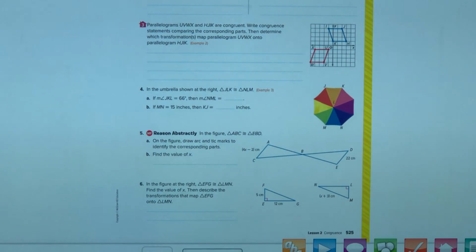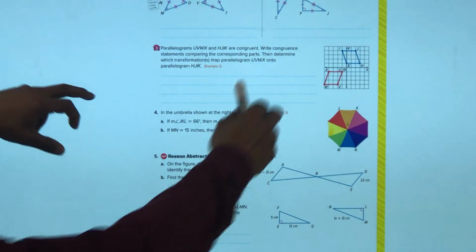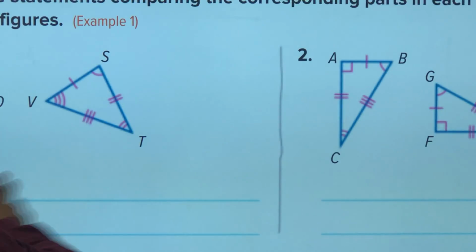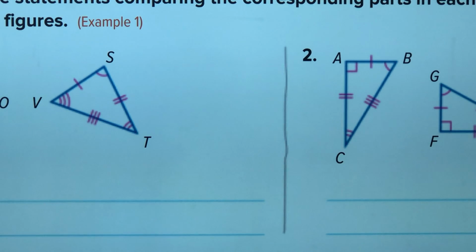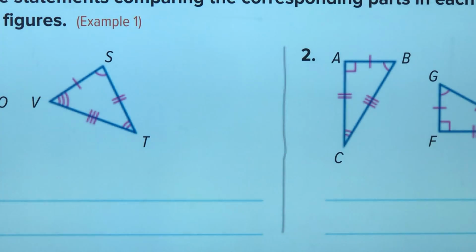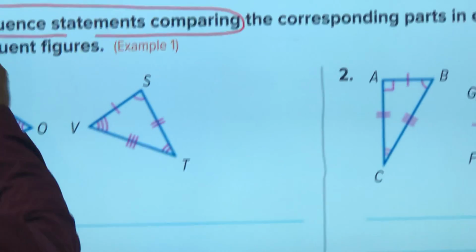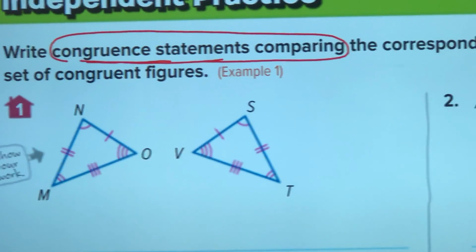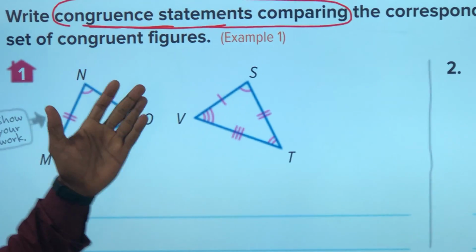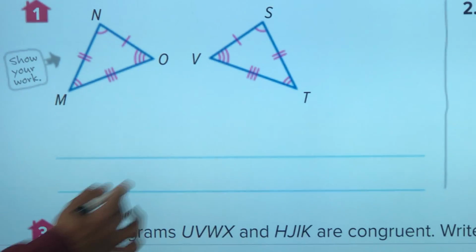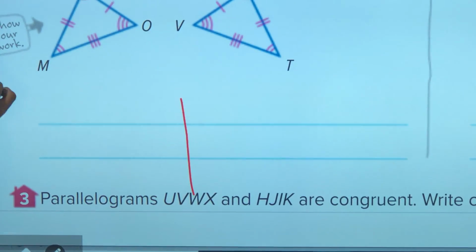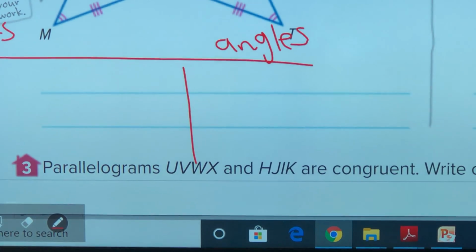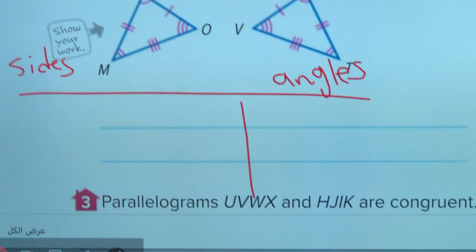Page 525. Write a congruence statement for corresponding parts. Read your question carefully, please. Write a congruence statement comparing the corresponding parts in each set of congruent figures. Number one, I divide sides, angles. I'll give you 1 minute to solve this example.